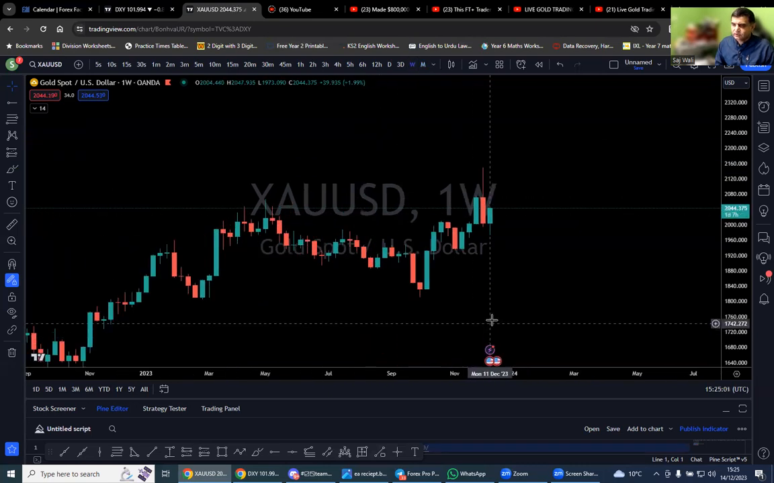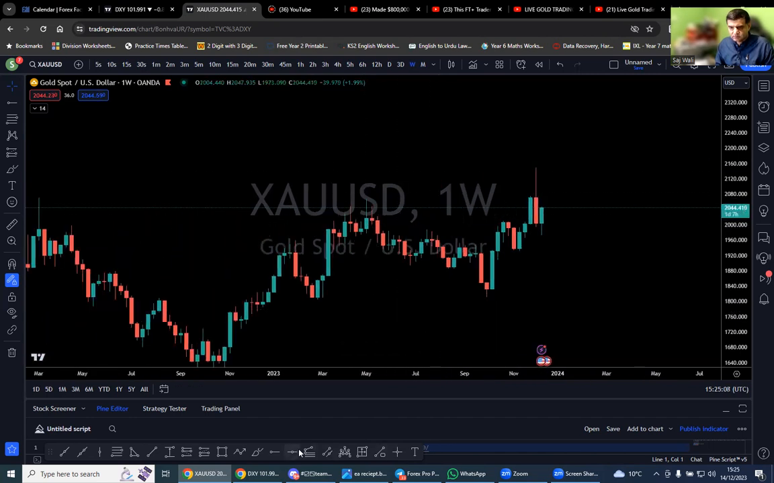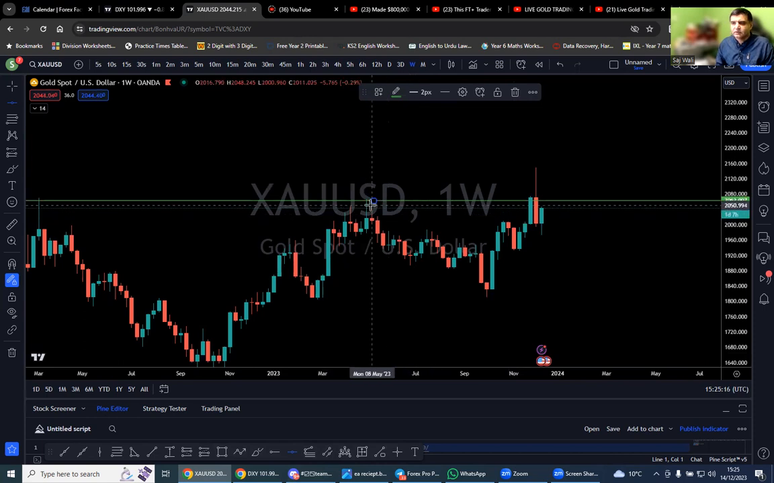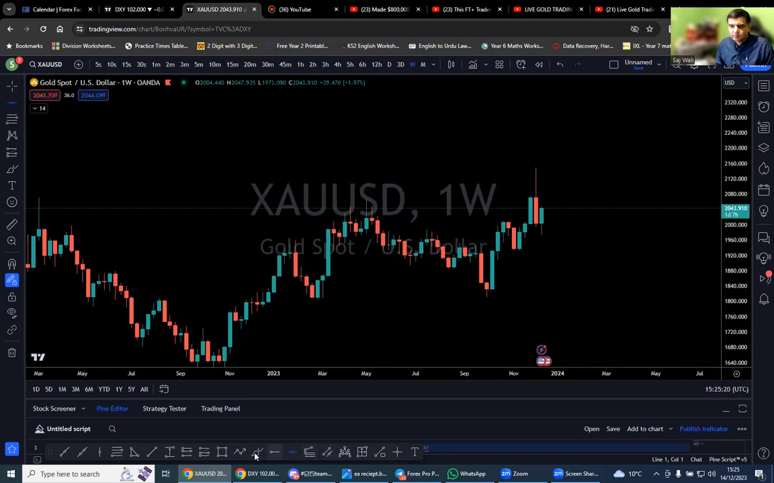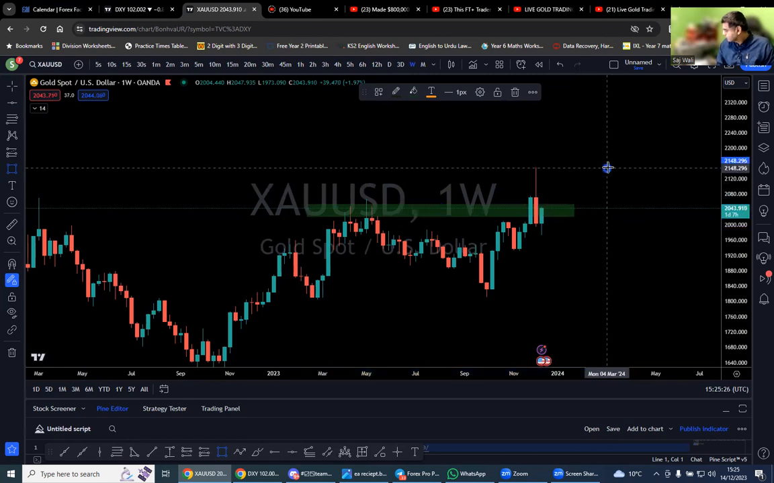Let's go to weekly. In weekly, we have this rejection candle because, as you can see, this level was broken. This level was broken in weekly. Let me put a box here, then we'll have a better picture. As you can see, this level was broken.